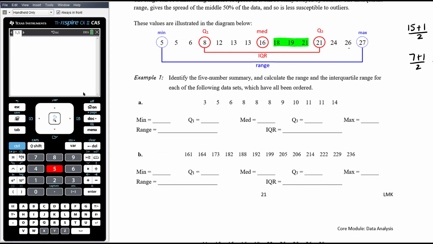Identify the 5-number summary and calculate the range and the interquartile range for each of the following data sets. Okay, start with the minimum and max. That's easy. They're already in order. If they're not in order, that's your first step. You must order the data. So minimum value is 3, maximum value is 14.